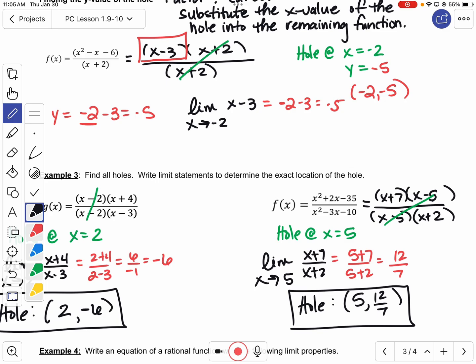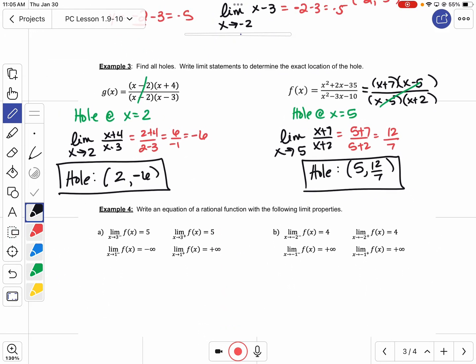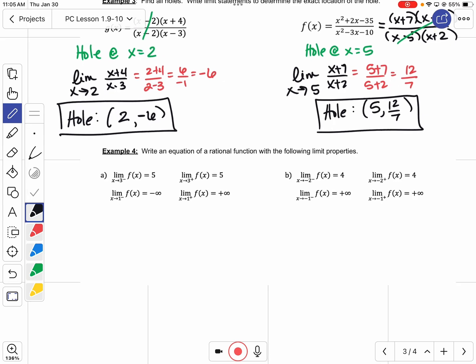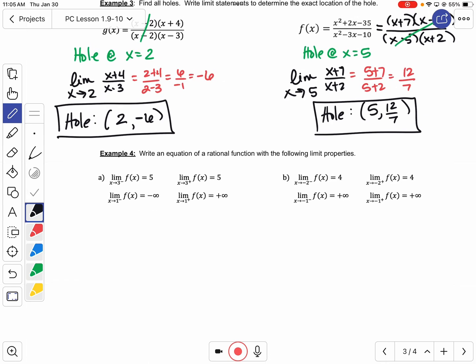Okay, I want y'all to look at these next two. It wants us to write the equation of the rational function with the following properties. Now, it's given me a bunch of limits, which means I've got to figure out what they represent. What have we used limits for? We used them for wholes. We used them for behavior around vertical asymptotes. And we used them for horizontal asymptotes. So I think those are the things we're looking for when we look at the limits.